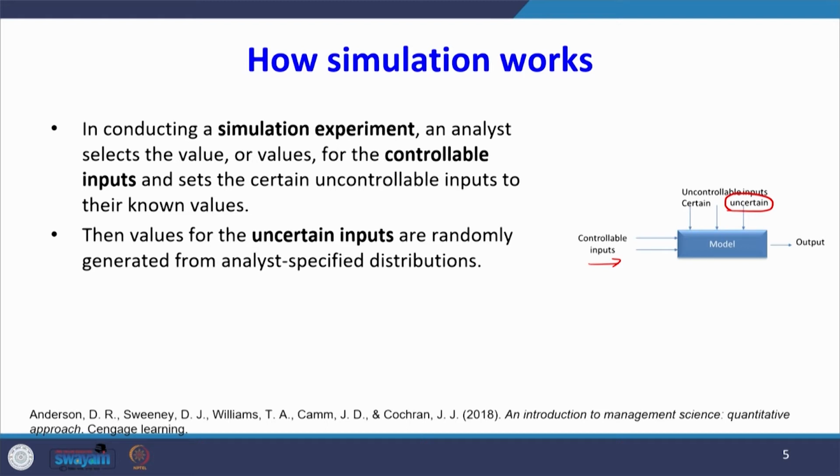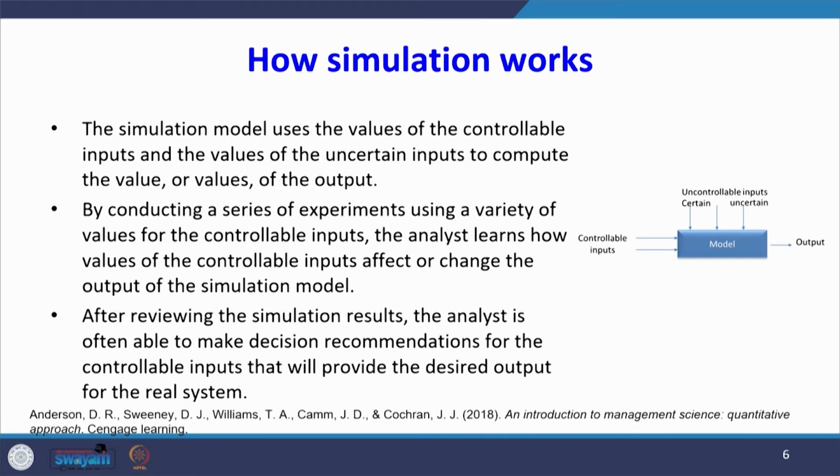So, we need to know in advance what kind of distribution the input follows, whether it is uniform or normal. The simulation model uses these controllable inputs and the values of uncertain inputs to compute the values of the output. By conducting a series of experiments using a variety of values for controllable inputs, the analyst learns how values of controllable inputs affect or change the output of the simulation model. So, we are going to see how these controllable inputs affect the output of the model.